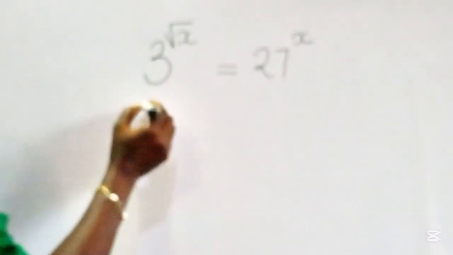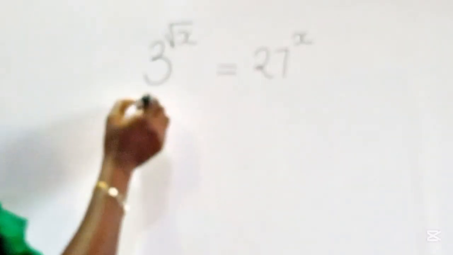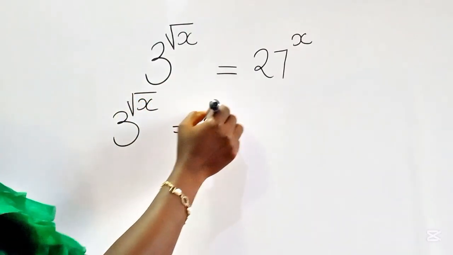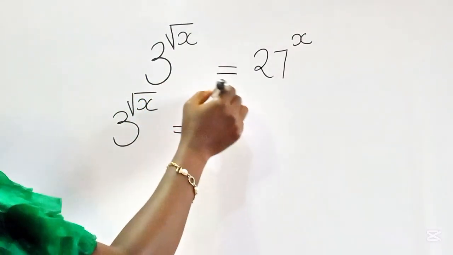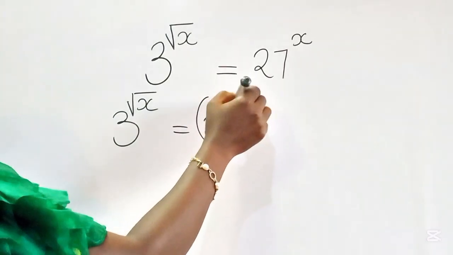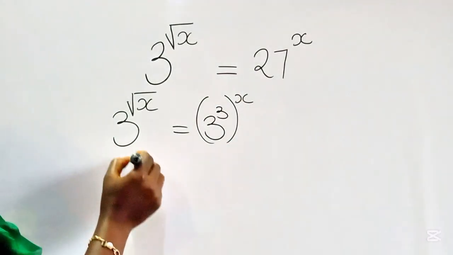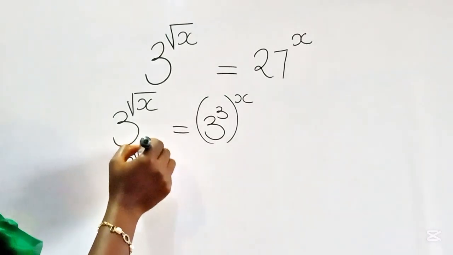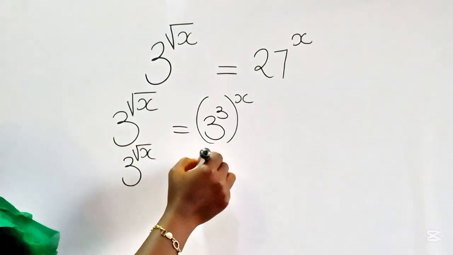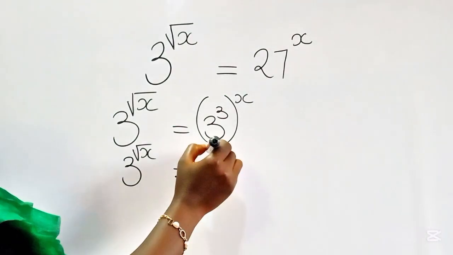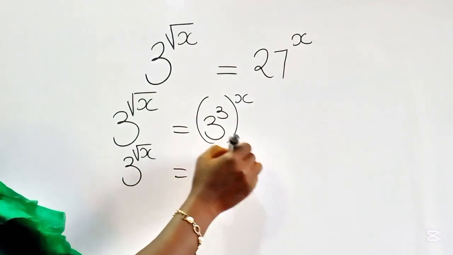So we're going to then have here 3 to the power of root x is equal to 3 to the power of 3, all raised to the power of x. Okay, so this is the same as 3 to the power of root x is equal to 3. We're going to use the power of a power rule, so we have 3 times x, which equals 3x.